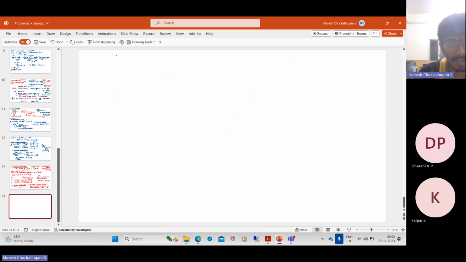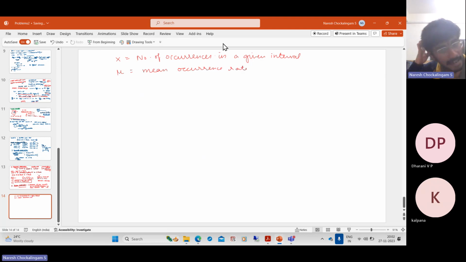So in this case, what is the random variable? The random variable is the number of occurrences in a given interval. Mu is the mean of the distribution, so it is the mean occurrence rate. Suppose we are standing on a highway and we know that the mean arrival rate of vehicles is about 5 vehicles in 1 hour. Then the questions in GATE are typically like: compute the probability that we see 2 vehicles in 3 hours. So always get the mean occurrence rate in that interval.